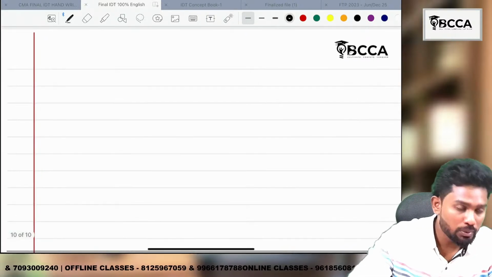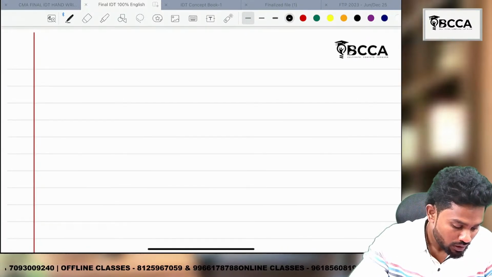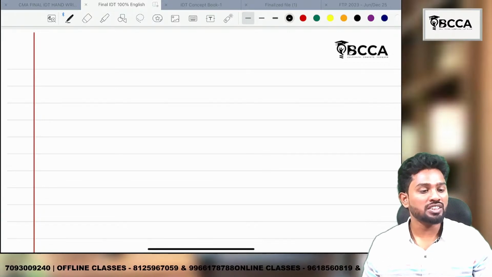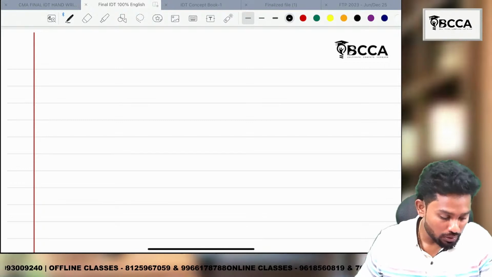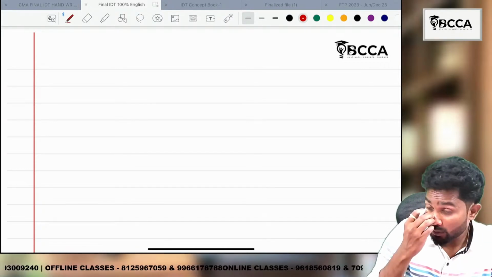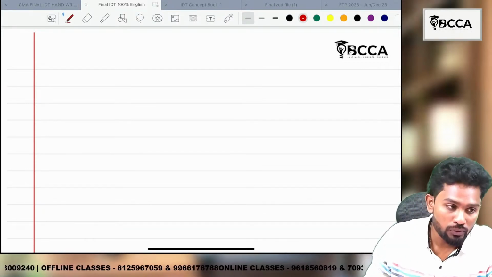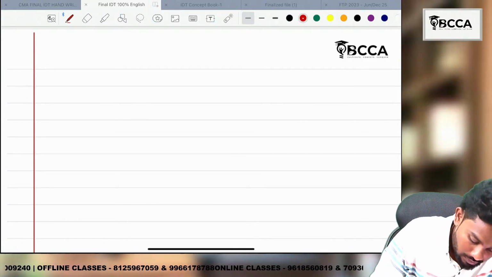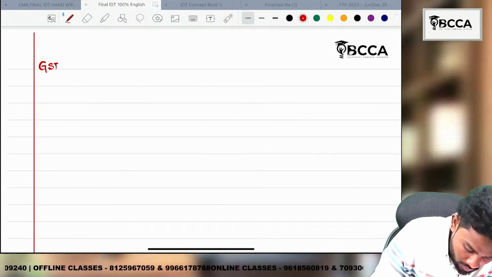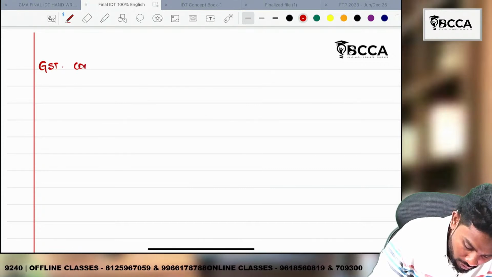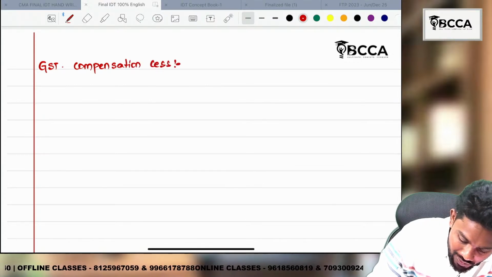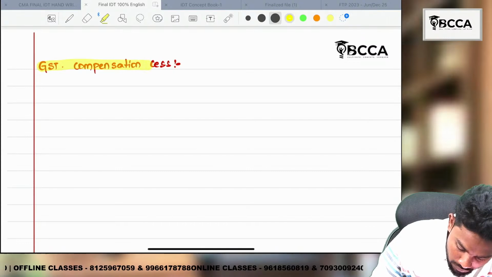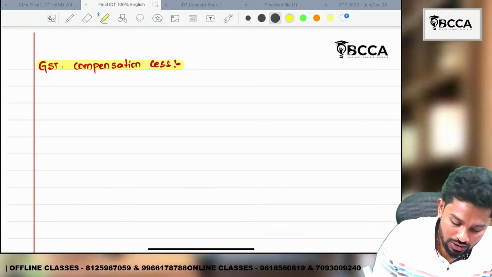So now we'll be discussing the concept of compensation cess. We'll understand why compensation cess is needed. Then we'll discuss how the compensation cess is going to benefit, and how the compensation cess is going to work. GST compensation cess.